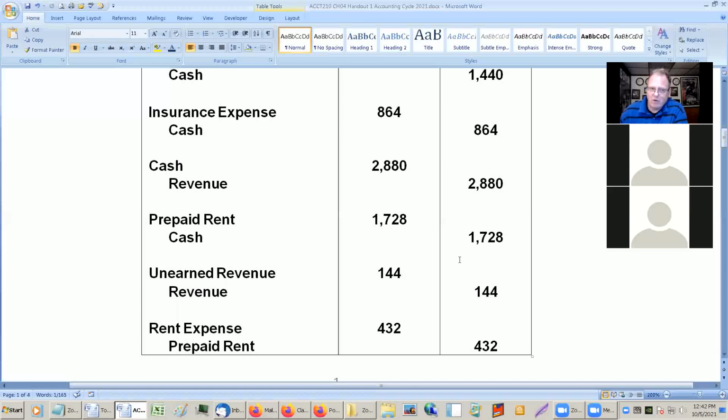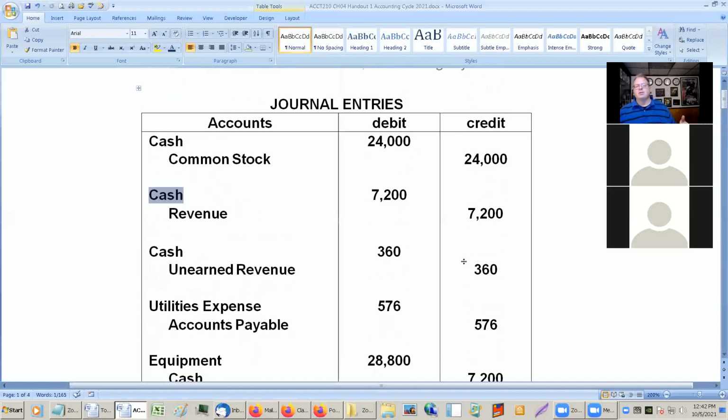So what we have to do is group all the cash parts together. As we go down the list, we're going to group all the cash parts together, all the common stock parts together, all the revenue parts together. We're going to take all these accounts and put them into a single account so that we know how much cash we have. We need to know the balances for each of these accounts. So that's what we're going to do with the general ledger.